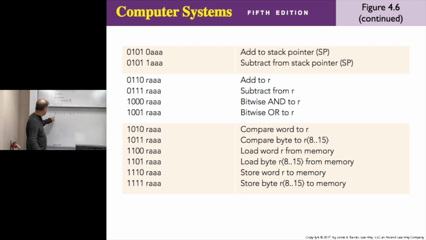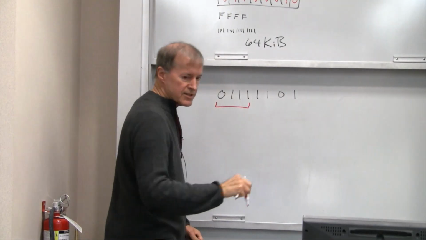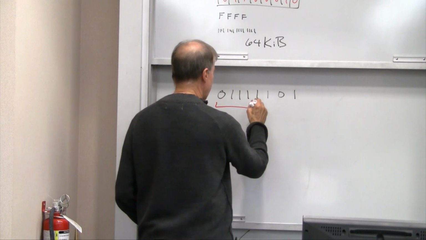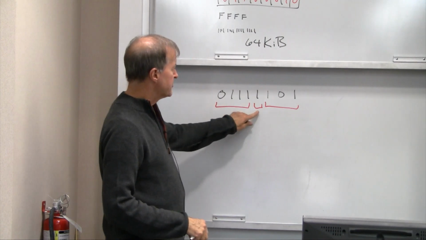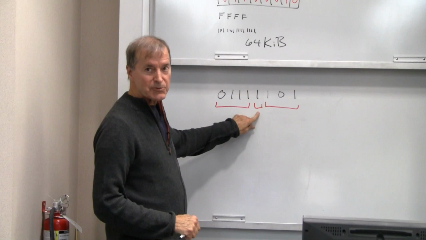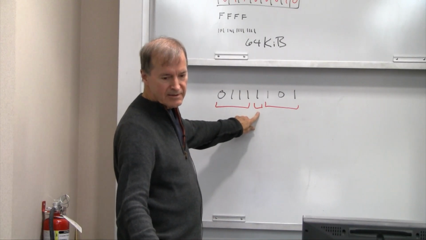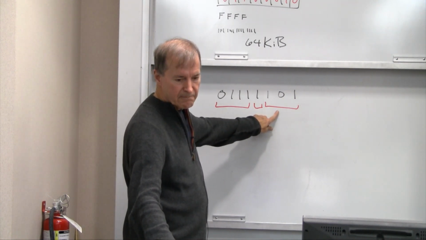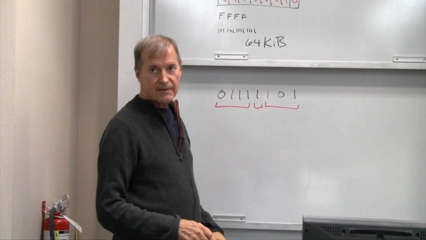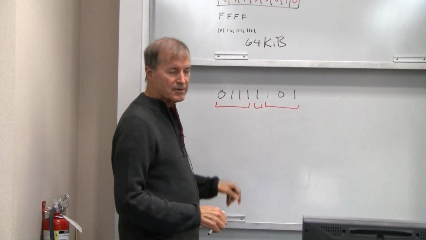So it's 0111. Where's that? 0111. What instruction is that? Subtract from R. And so this one has both an R and an AAA. So it wants you to subtract from R. This 1 represents subtract from which register? Index register, because that's this register R field. And this is the addressing mode, so what is that? That's indexed addressing. So: index register, indexed addressing, subtract from R.